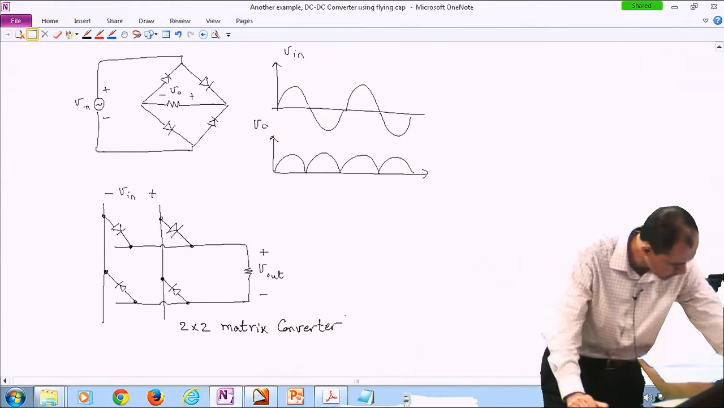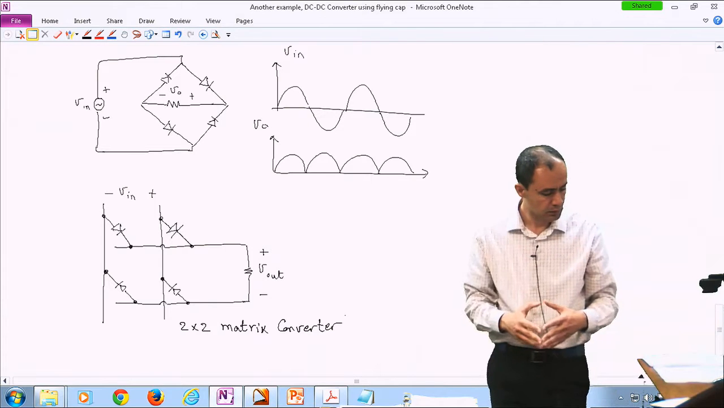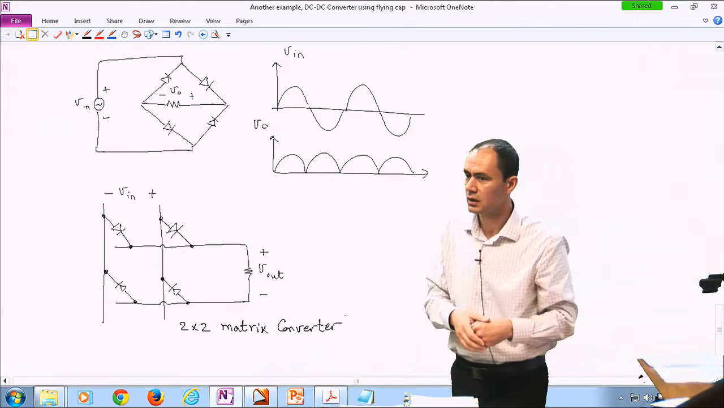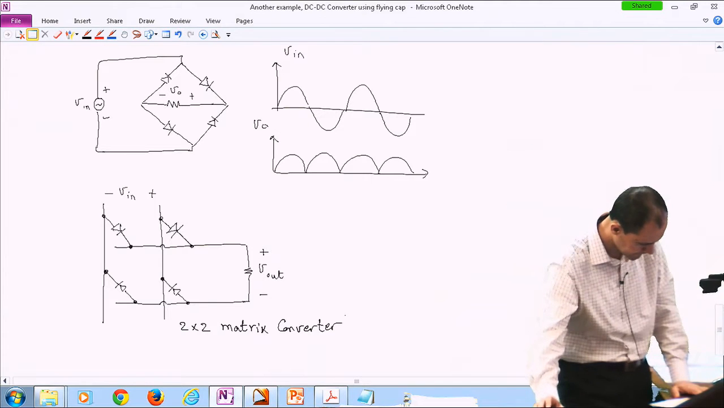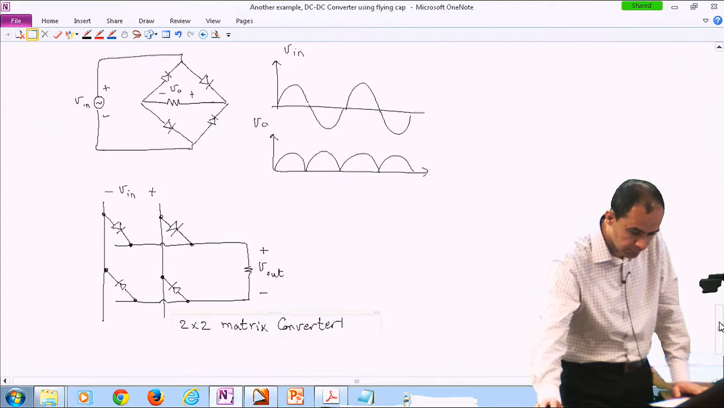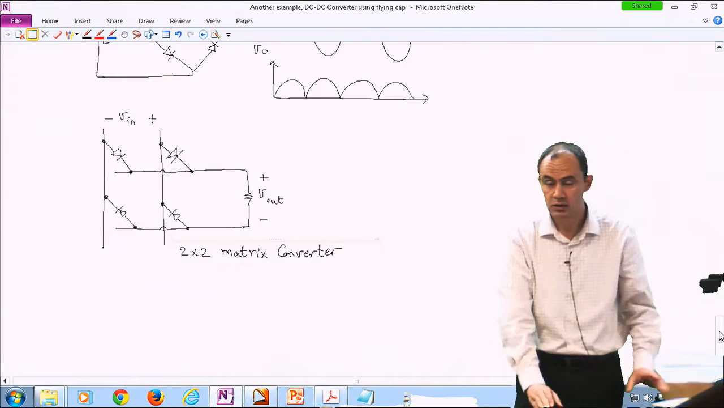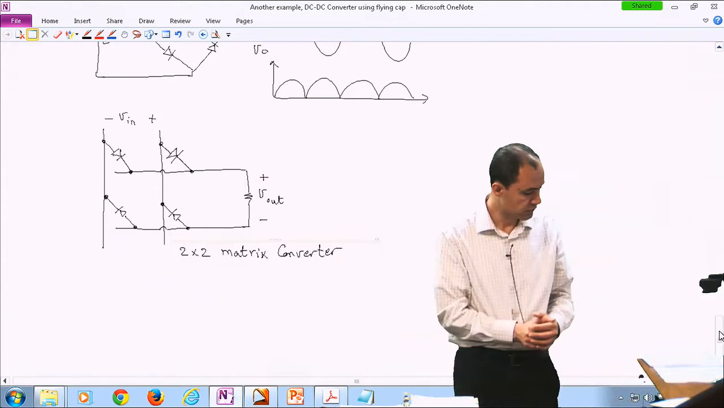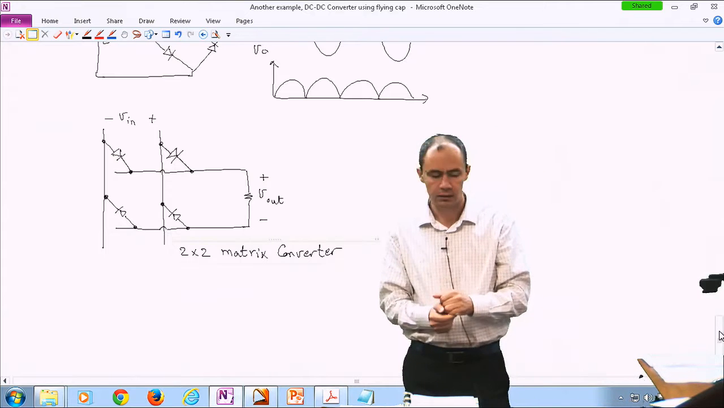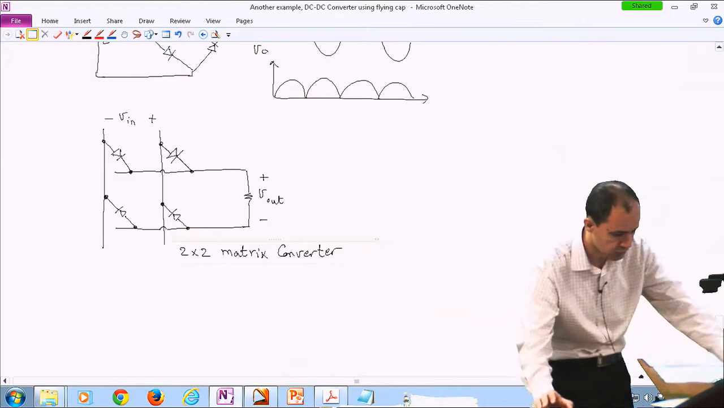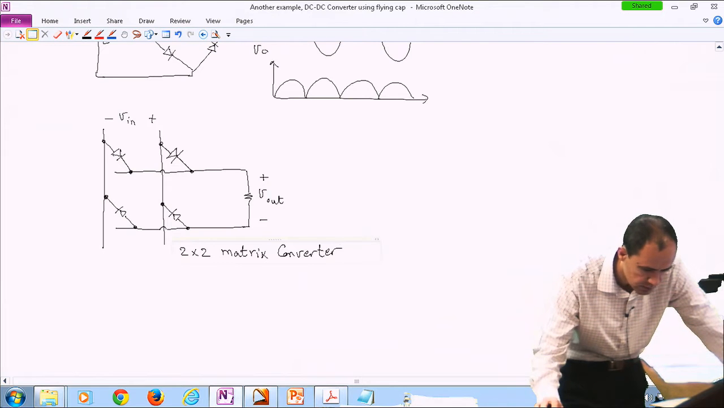All right. Why is it called 2x2? Because I have two lines on the input side and two lines on the output side. Now, as soon as we see this, we can easily generalize it. We can form an m by n matrix converter. So let me draw that one, generalize this.